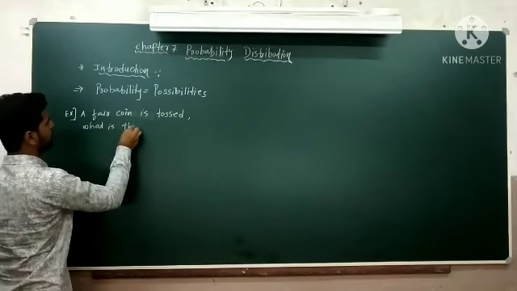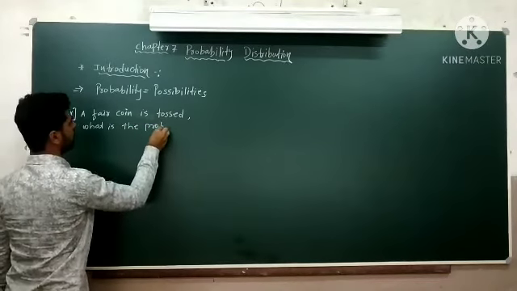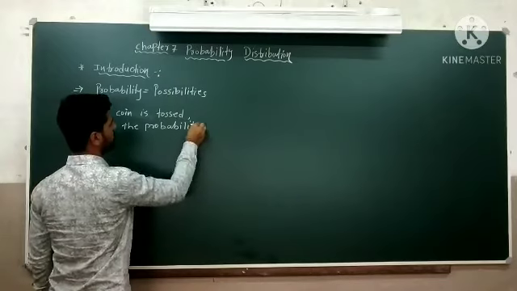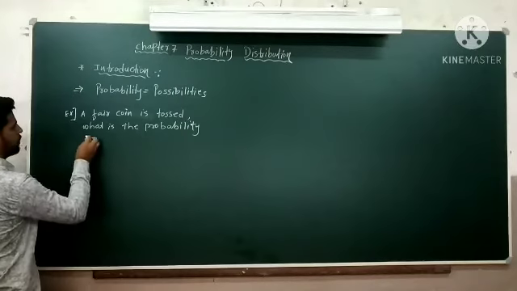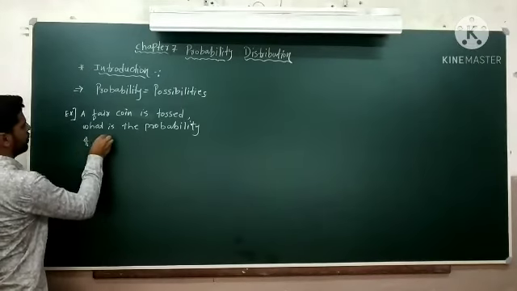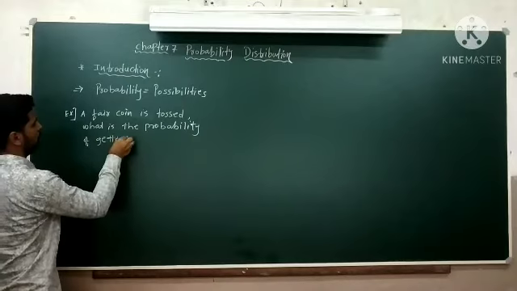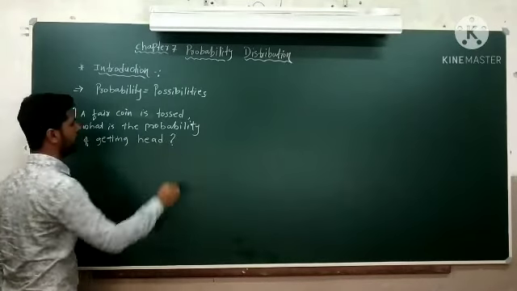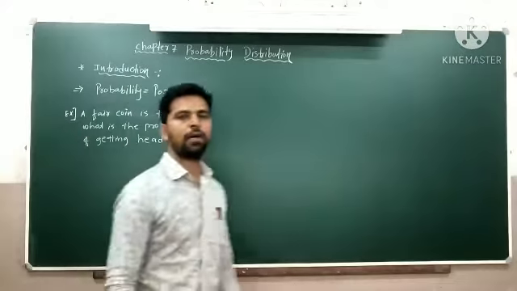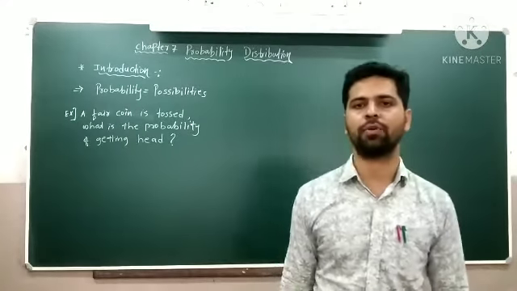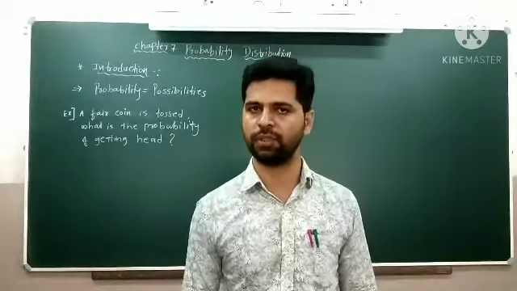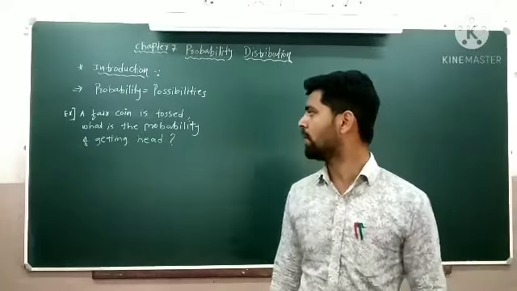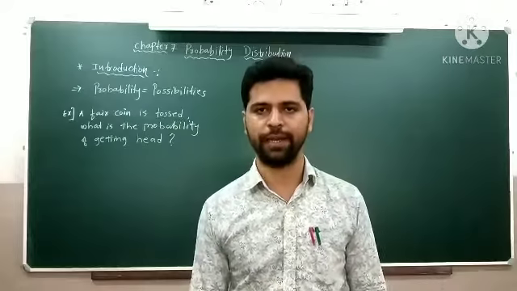What is the probability, or what is the possibility, of getting head? Your question is about a fair coin. A fair coin means a coin which has head and tail, both sides. A fair coin is tossed. What is the probability of getting head?